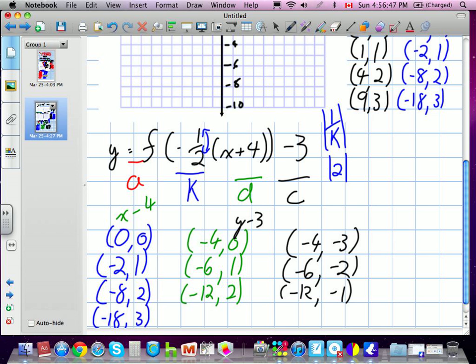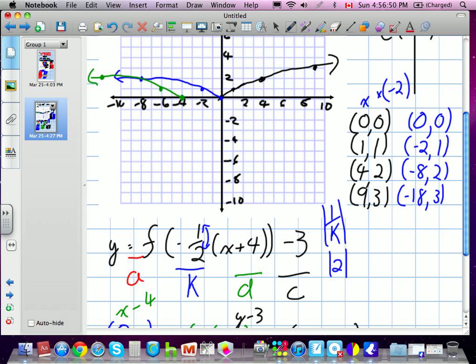So we take a look at this, and everything gets shifted down 3 units. So I'm at negative 4 and negative 3 now. Negative 6 and negative 2, and negative 12 and negative 1. So this guy has been shifted down from the green one 3 units. So we went from the original black to a thinner horizontal stretch and reverse, so reflection on the y-axis. Then from the blue to the green, we translated 4 units to the left. And from the green to the black, we translated it 3 units downward. So this is our final graph now.